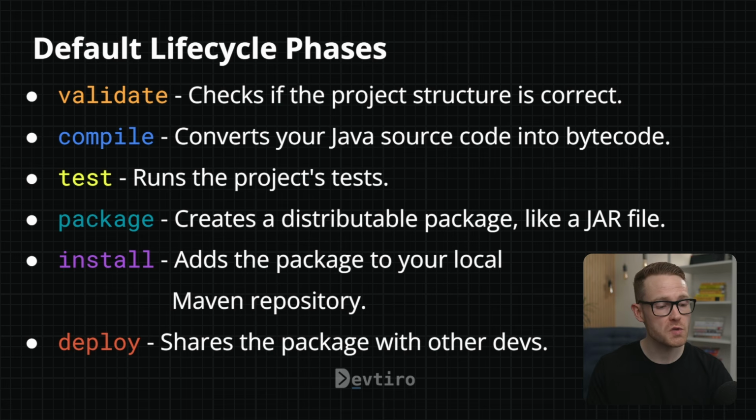Now we're not going to be using the install or deploy phases in this build, but we are going to be using the others. Now here's the key thing that you need to note about phases. They run in exactly this order. And if you were to run one, let's say test, it would run everything up to that one and then run it. So for example, if we were to run the phase test, it would run validate, compile, and then test. If we ran the phase of package, then it would run validate, compile, test, and then package.